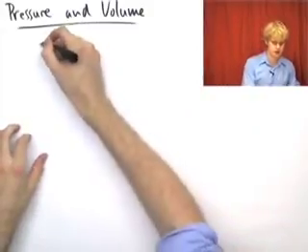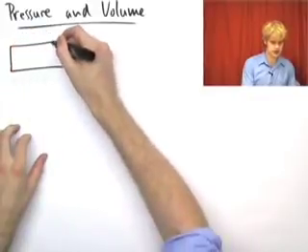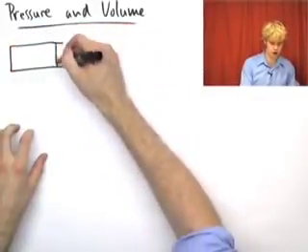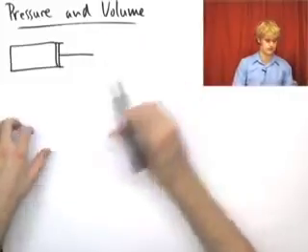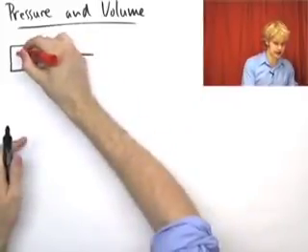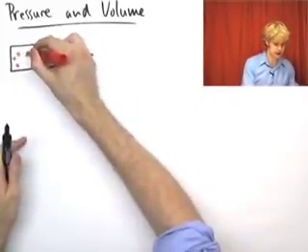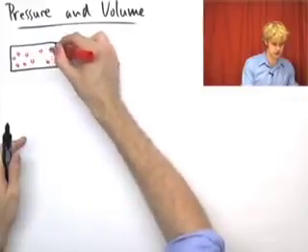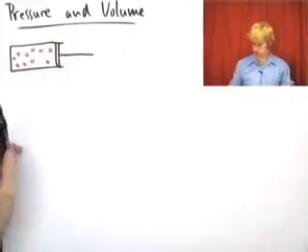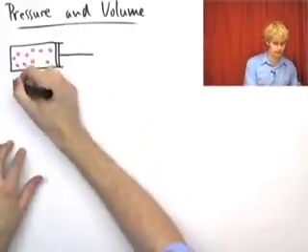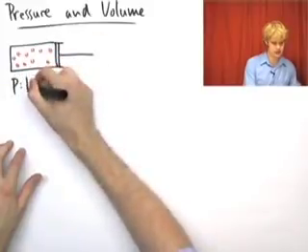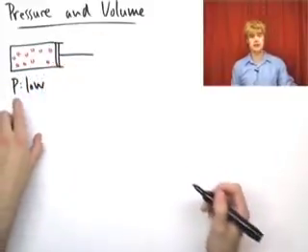Let's take a look at the relationship between pressure and volume of a gas. To do this, we're going to imagine that we have a container similar to ones that we've looked at before, where I've got a plunger on one end. This container is filled with gas particles, which I'll indicate as usual by these red circles here. Right now, the pressure on this gas sample is relatively low. P stands for pressure.